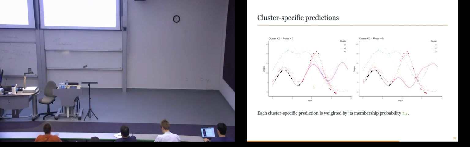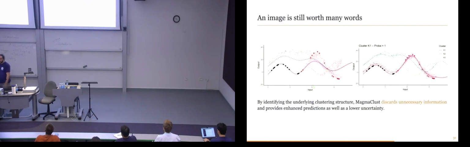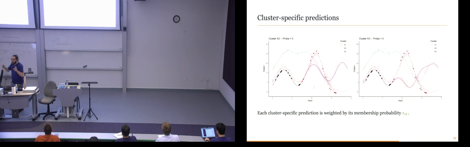For those who are curious, of course, that one was easy. Our individual was really clearly in the red cluster, and you can see that the probability of being in the red cluster was 1 here. So the mixture of GPs prediction is just one cluster-specific prediction here. But what is the cluster-specific prediction for the other clusters?